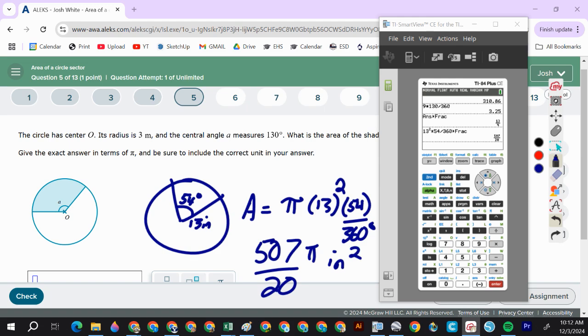All right. So the assignment, it's not a module, it's called area of a circle sector. And I think there are only 13 problems. Get to work.